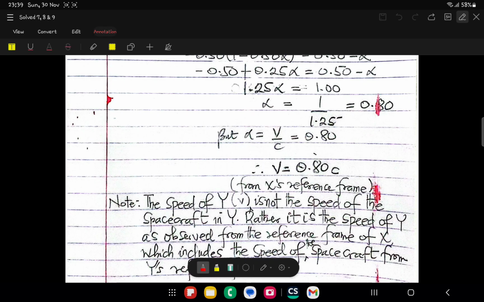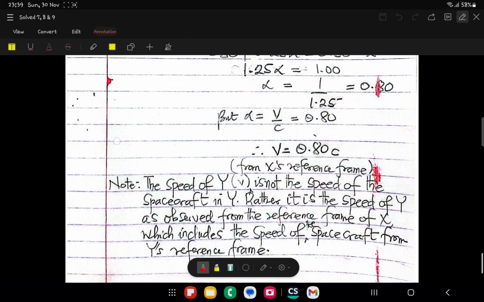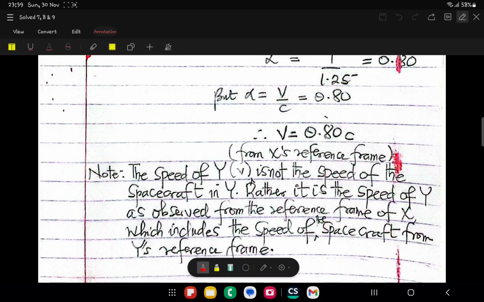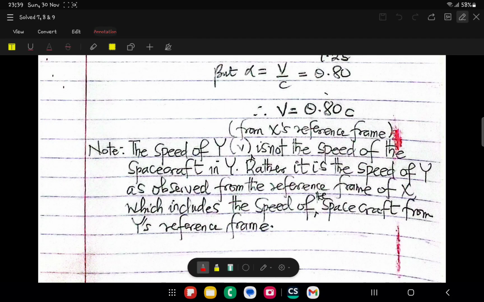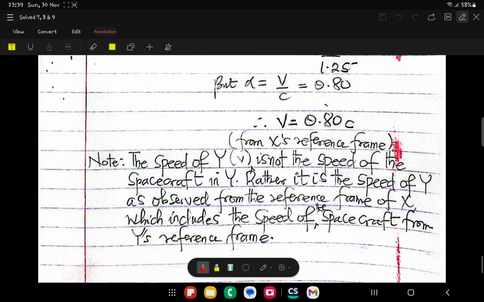I'm repeating here again, the speed of Y in the reference frame of X is not the same as the speed of the spacecraft in Y's reference frame. Rather, it is the speed of Y as observed from the reference frame of X, and that includes how Y is viewing the spacecraft, which is u prime. So our answer is v equal to 0.8 c.